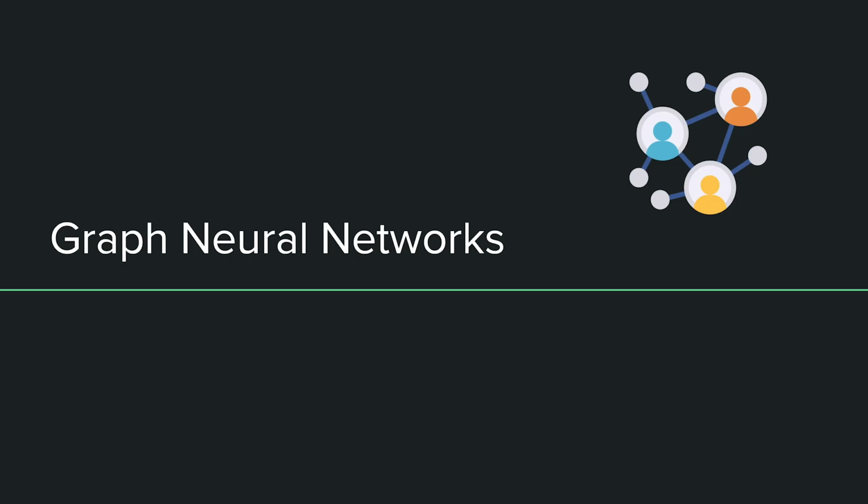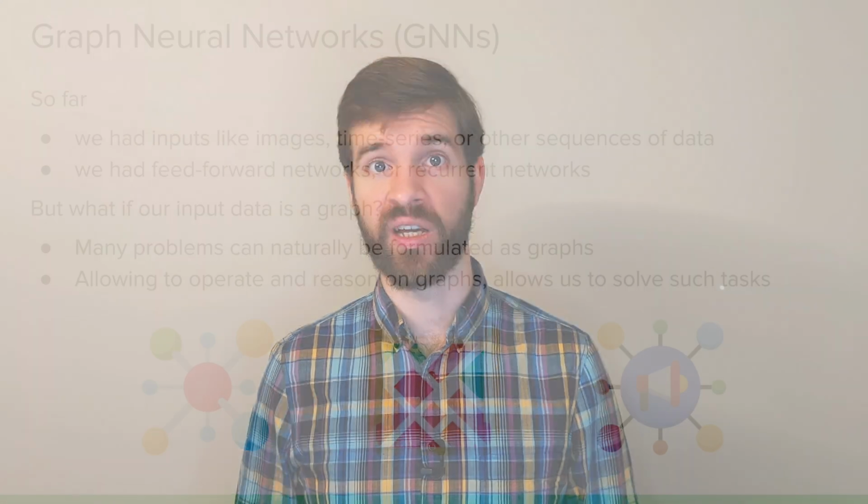Now to today's topic, graph neural networks. So far, when you look back at what we had in our course, we talked about images, time series, or other sequential data. And we typically processed it either in a feed-forward neural network or even some recurrent neural networks. But what happens if our input data itself, the data we're trying to reason on, is graph-like?